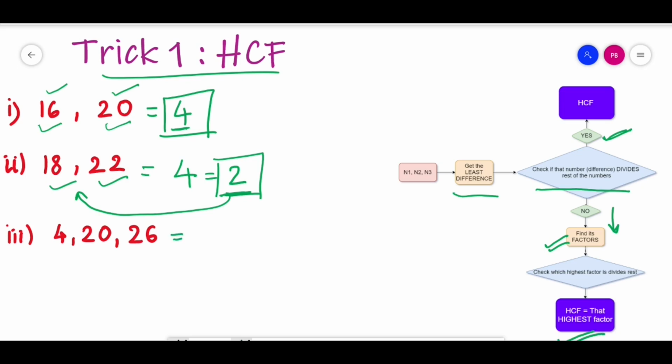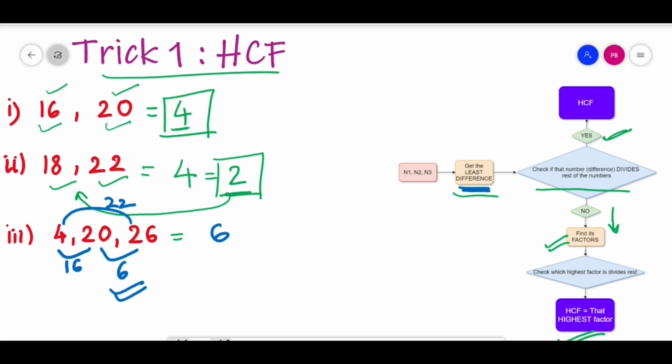Next, third one. This time we have three numbers, 4, 20 and 26. So get the difference between them. So 20 minus 4 is 16. 26 minus 20 is 6 and 26 minus 4 is 22. So we have to choose the least difference. Least difference is 6. So 6.